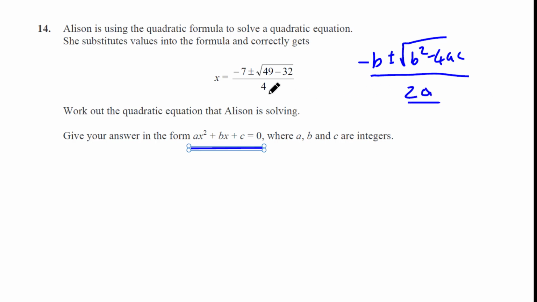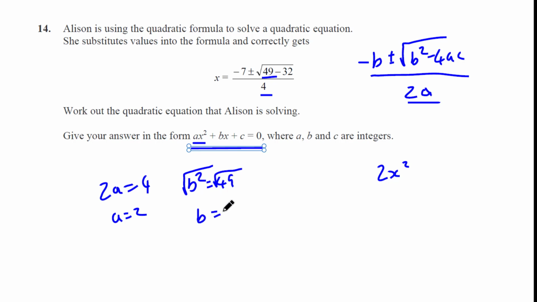Can you see this 2a must equal 4? So 2a equals 4, so we've got a equals 2. So we can start off with 2x squared. Can we find b? Well, we know b squared equals 49 from here. So if we square root both sides, we know b equals plus or minus 7. But can you see this number here is minus 7? So b must be 7 here. And you do see a plus sign here as well.